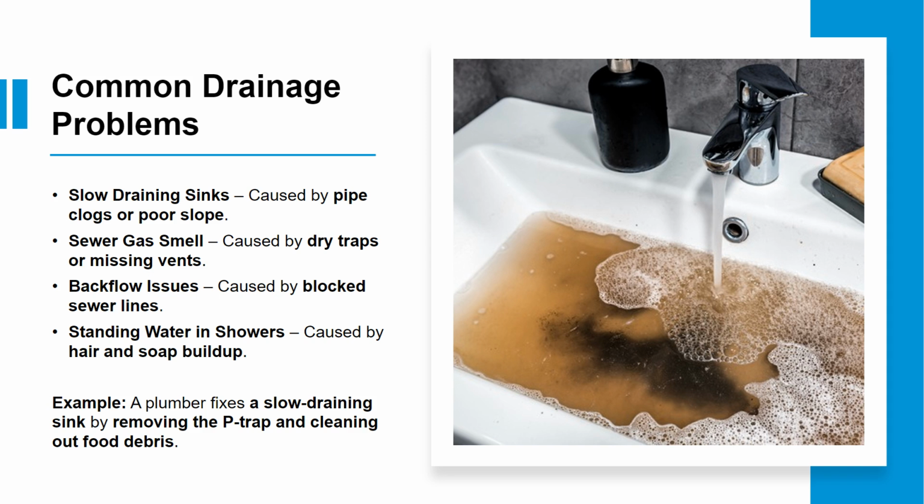3. Leaking joints. Often caused by poor sealing, over-tightening, or poor pipe alignment. A small drip today becomes a flooded cabinet tomorrow. 4. Poor pipe slope. If the slope is too flat, water and waste will settle and stagnate. Too steep, water outruns solids, leaving buildup in the pipe. The solution? Always maintain the proper slope, typically 1 to 2%.